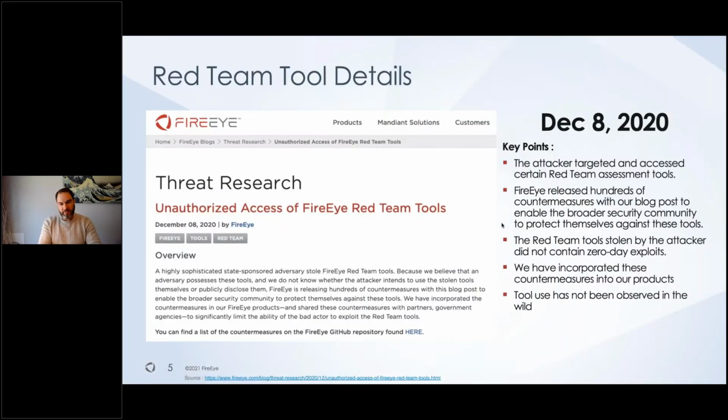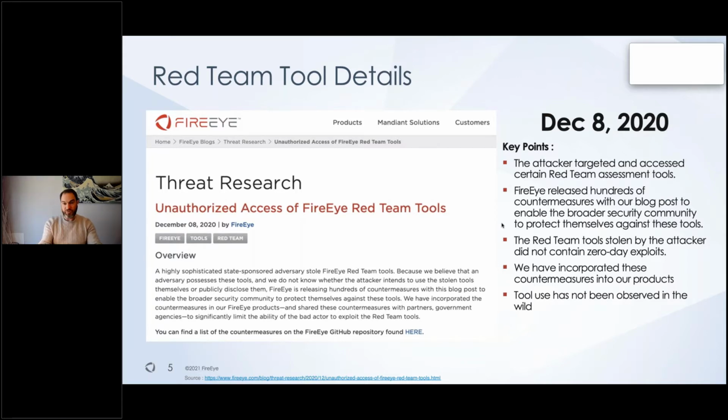So the primary reason we wanted to publicly disclose what was happening was the loss of our Red Team tools. These were a collection of internal tools that we had developed to test and validate our customers' security and to provide training to customers in order to accurately emulate adversary activity by using tools very similar to what our adversaries are using against us.